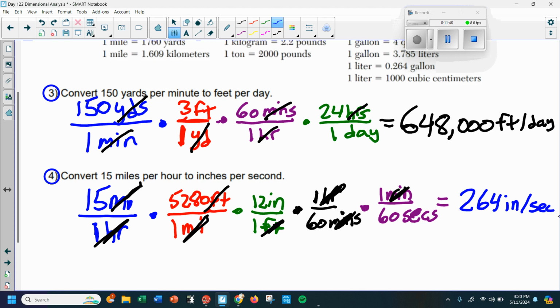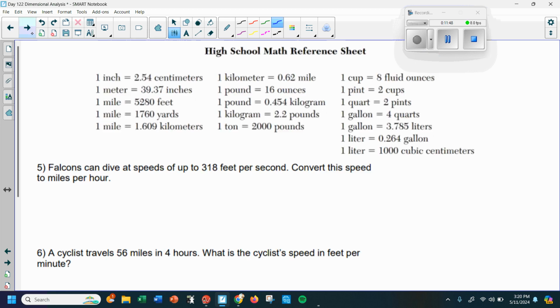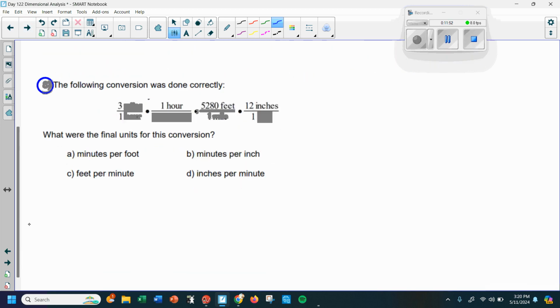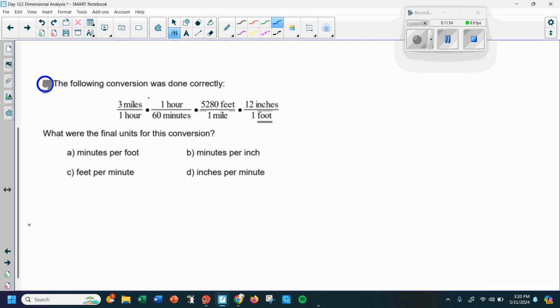Now the multiple choice are a lot easier. So let's go to number 8. It says the following conversion was done correctly. What were the final units for this conversion? So all you have to do is if you see the units on the bottom and the units on top, give it a cross off. Whatever's left, that's your answer.